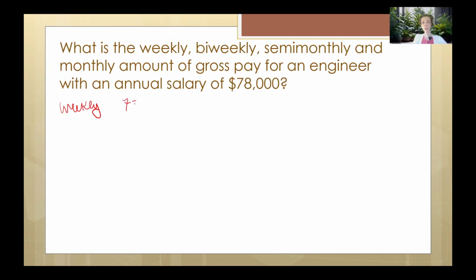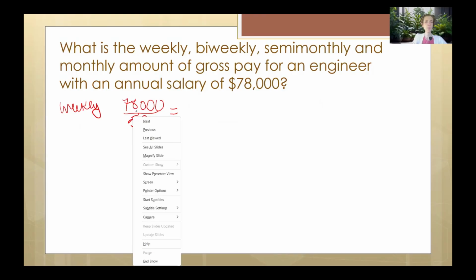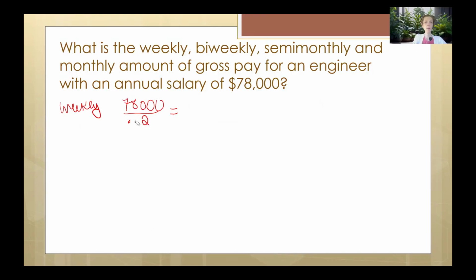So to find the weekly amount, we would just divide by 52, right? Because there are 52 weeks in a year. Divide that by 52. And that will give us, let's see here. We plug that into the calculator and we get 1,500.